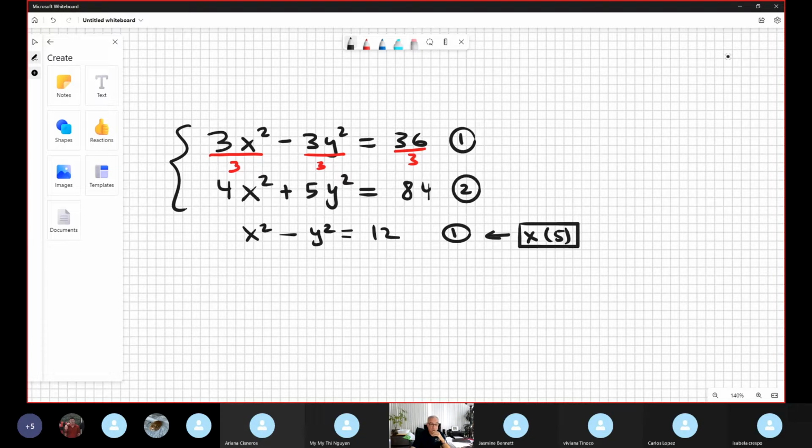Well, my intention is to get positive 5 here, negative 5 is ready for elimination. So 5 x squared minus 5 y squared is equal to 12 times 5, which is 60. And this again is my equation number 1, okay, I modify 2 times. So I focus on this equation.